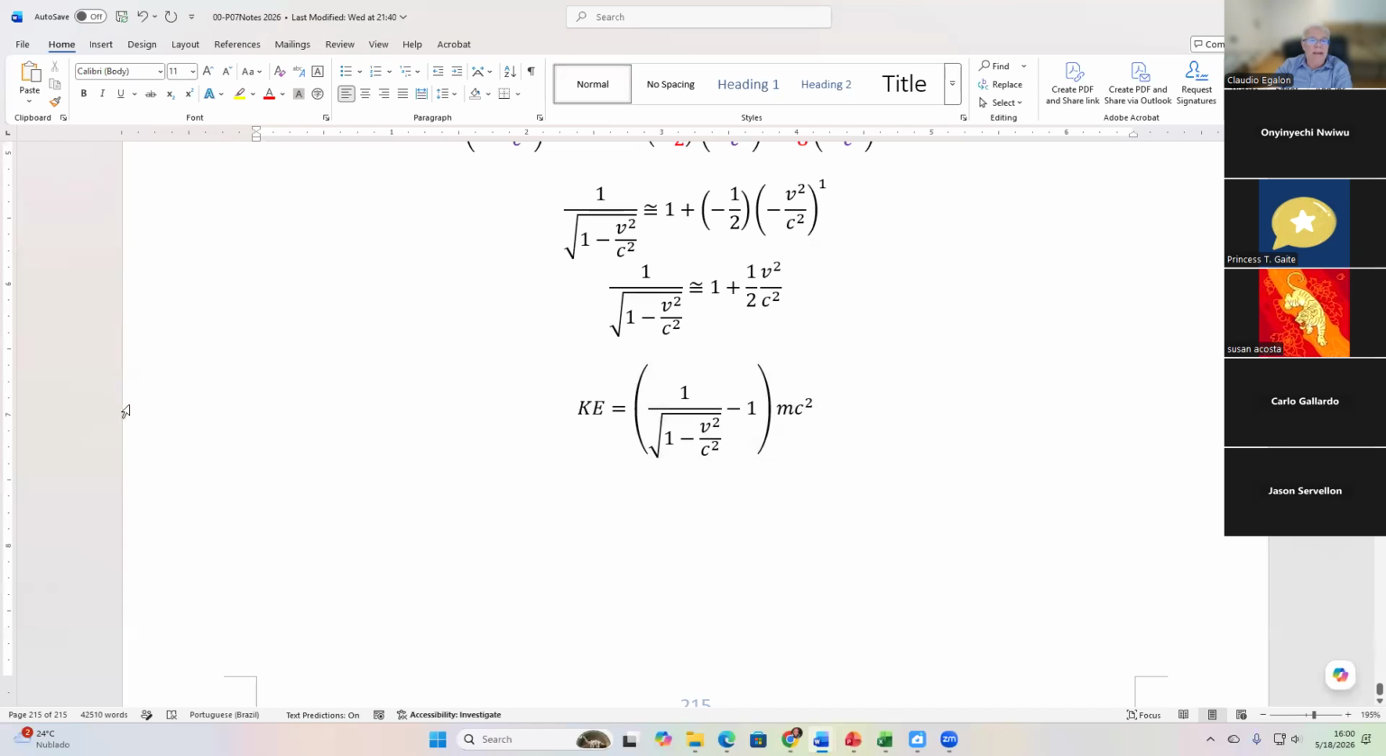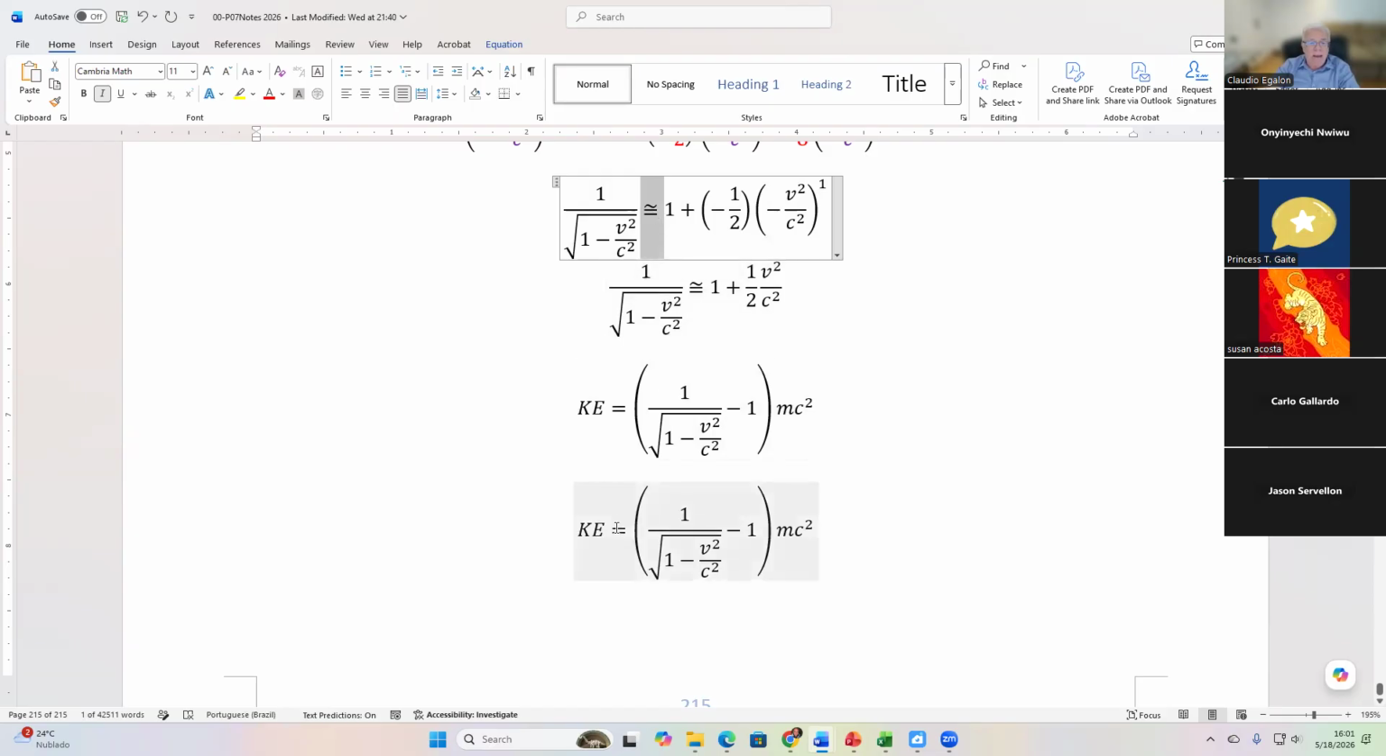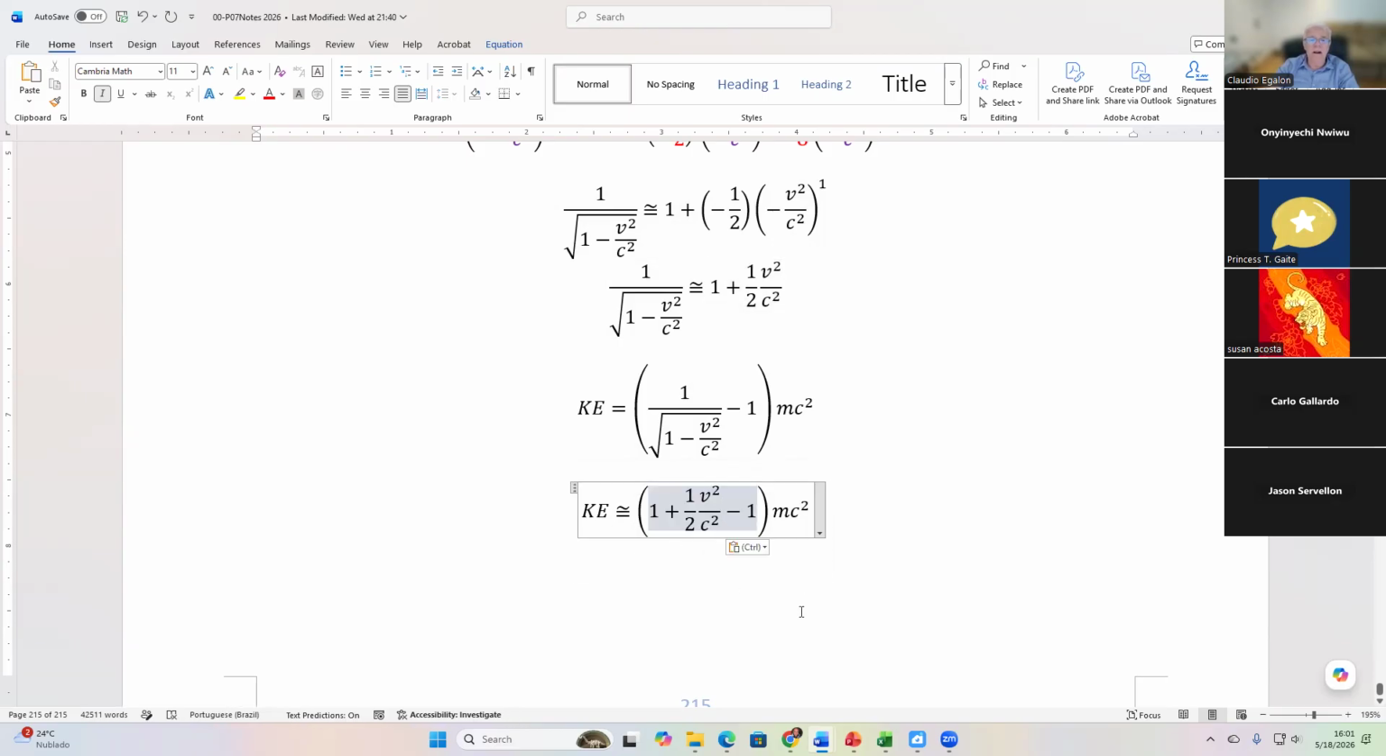And now, instead of having an equality, we are going to have an approximation sign. Approximately. Why is that? Because I am going to substitute this approximation right in here. Okay?